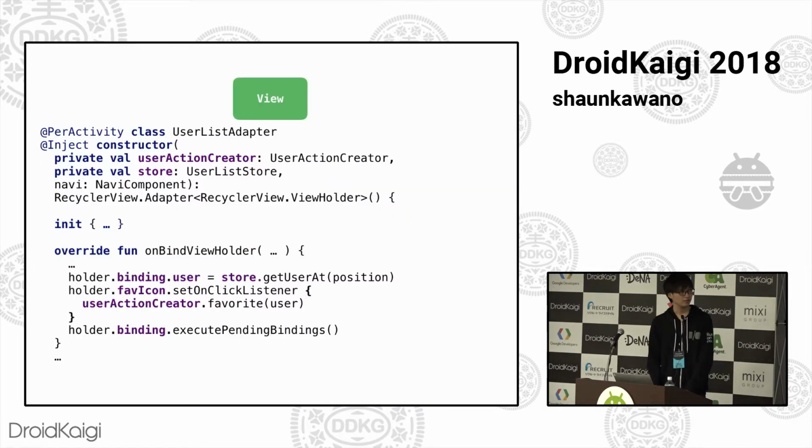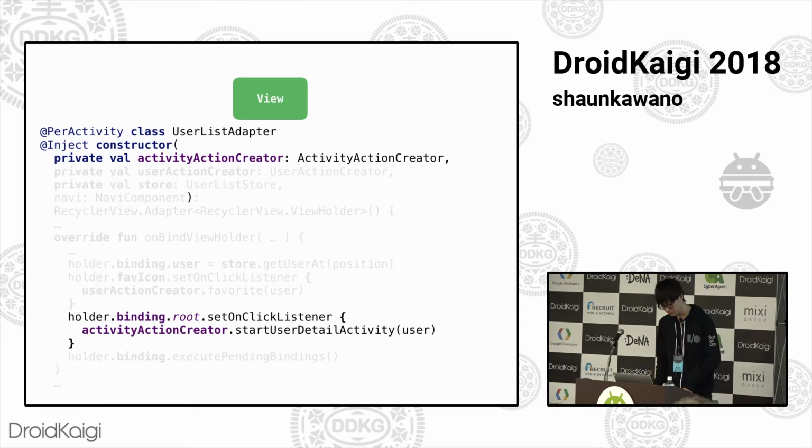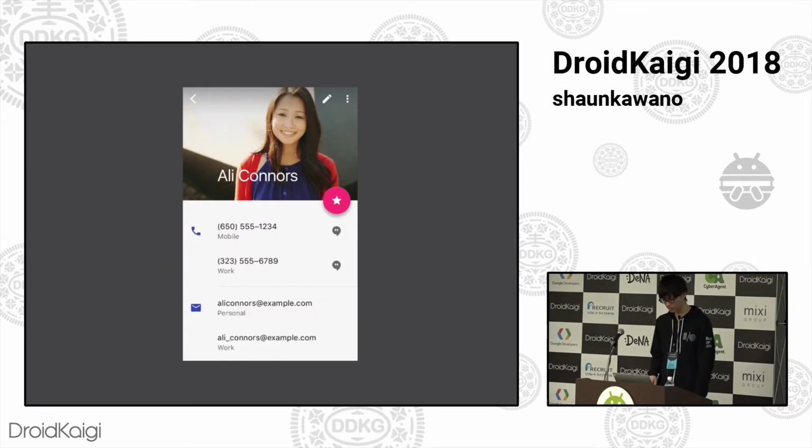And for the user detail part, first we need to start the activity. So inside the user list adapter, we declare and inject another action creator. Let's say we call it activity action creator in this case. And when the root view of the list item is clicked, we start the user detail activity. And inside the activity action creator, we have a bunch of start activity methods. And for the start user detail activity function, we simply create an intent and start the activity. And that's it to show a user detail activity.